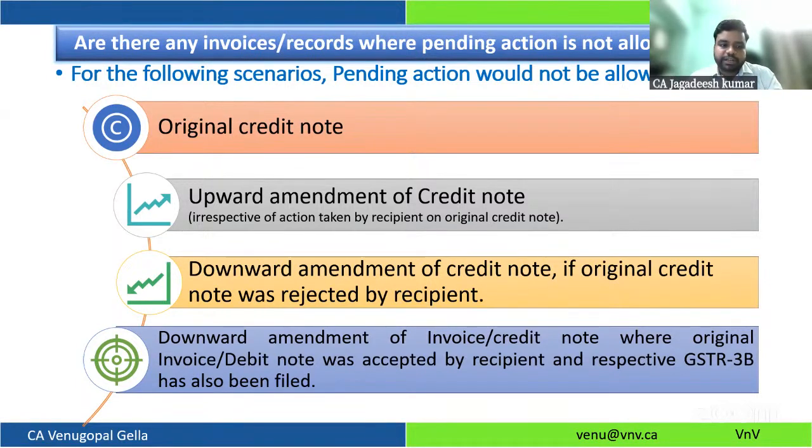Then, an upward amendment of a credit note, irrespective of the action taken by the recipient on the original credit note. Whatever action you have taken on the original credit note, if there is an upward amendment of the credit note, you have to accept it or reject it. You will not have an option to keep it pending. Similarly, the downward amendment of a credit note, if the original credit note was rejected by the recipient, and the downward amendment of an invoice or credit note where the original invoice was not accepted by the recipient. If you have not accepted the original invoice but later that invoice is amended downward, you don't have an option to keep it pending.